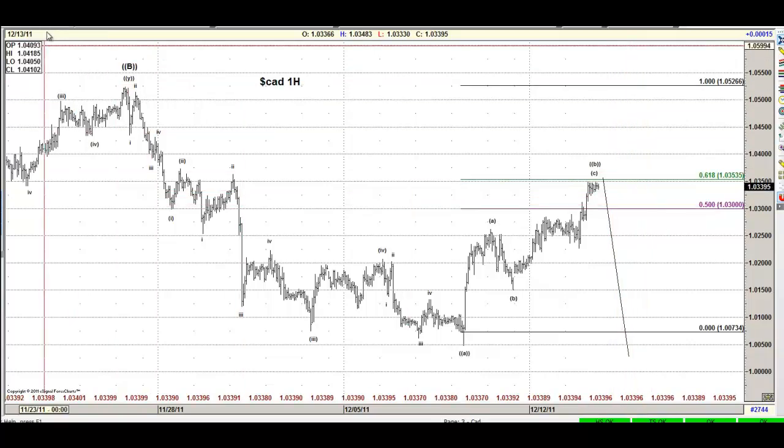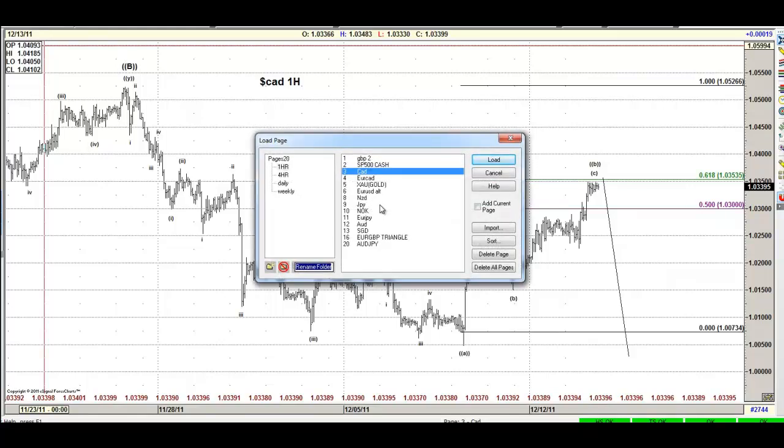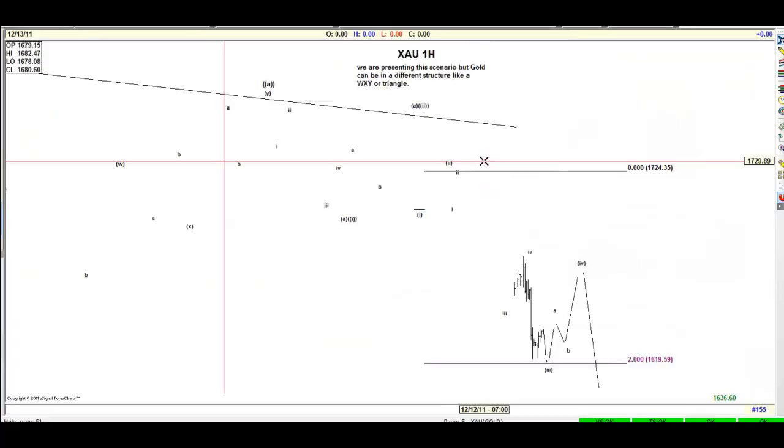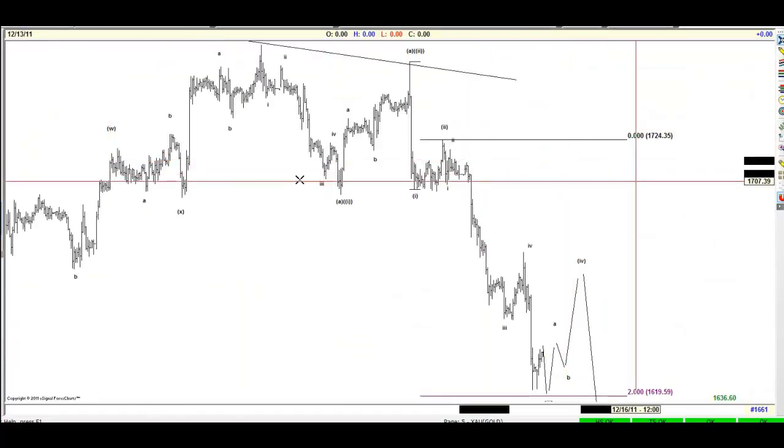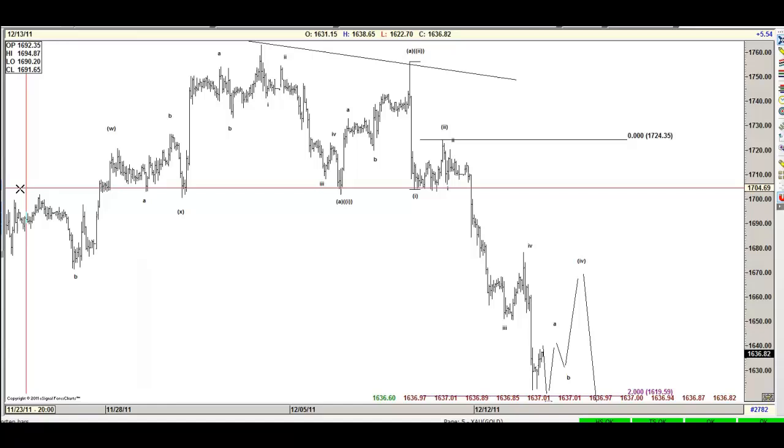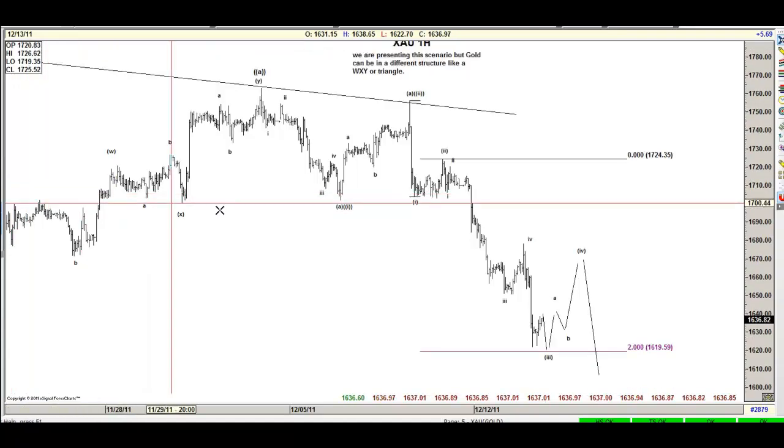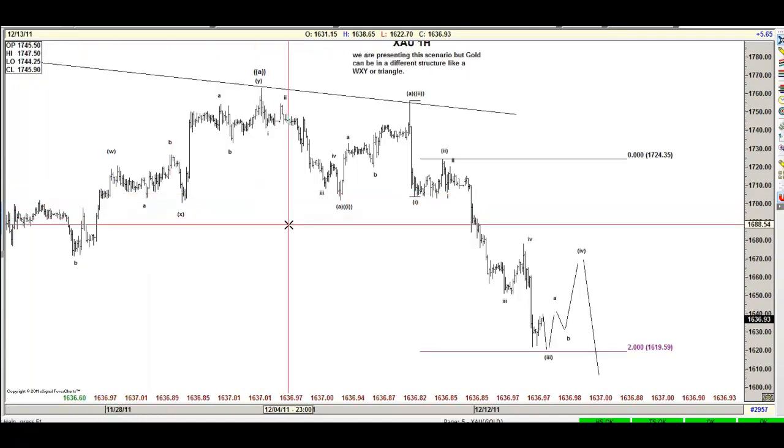Okay, what else around the market? Let me show you guys gold. I know that I have clients very interested in gold, and let me explain gold to you guys. Gold, guys, there is no definition on the biggest time frames. All we know is it's in wave 4, and it can take any form.